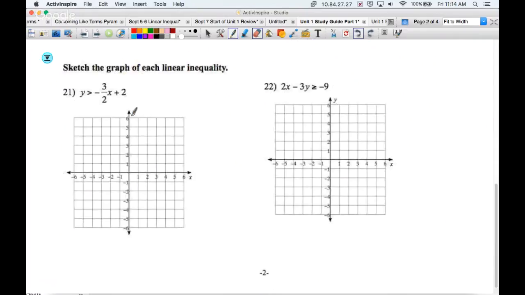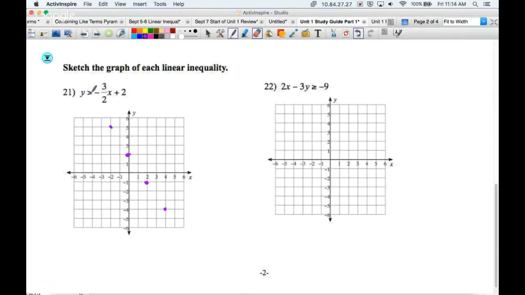Sketch the graph of each linear inequality. I'm going to put a point on my y-intercept. I'm going to use the slope to get some more points. -3/2 means go down 3, right 2. You can't keep going that way, so I could go up 3, backwards 2.